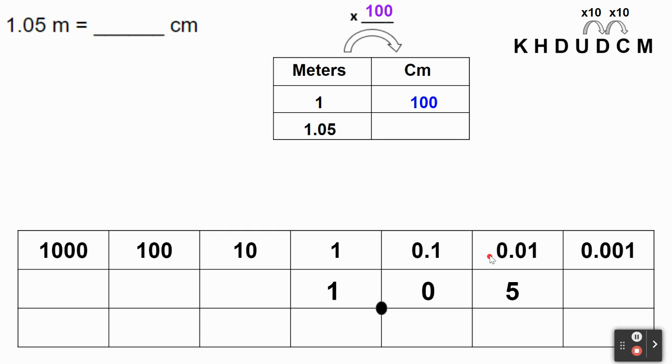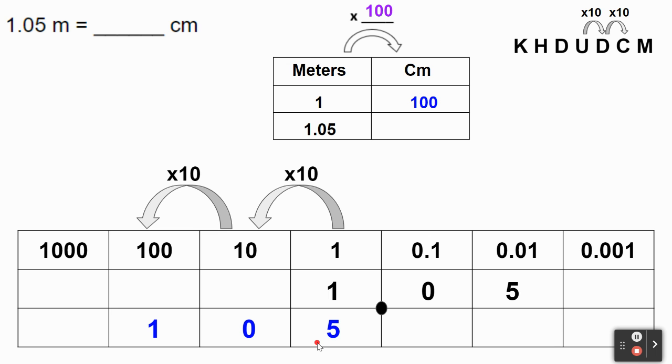When we're multiplying by 100, we are going to be shifting each digit 2 places to the left to make our number larger. So we're going to be moving that 1 that's currently in the ones place to the hundreds place. The 0 is going to shift 2 places to the tens place, and the 5 is going to shift 2 places to the ones place. So our answer is 105.